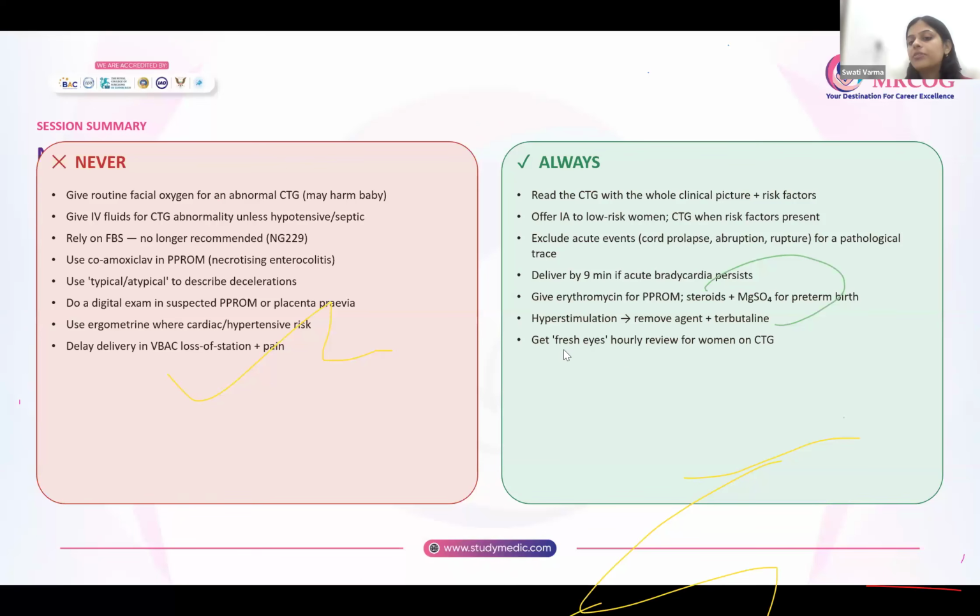Get fresh eyes hourly review for women on CTG. Fresh eyes will remove the bias, will reduce the rate of interventions, and will avoid missing out on any interventions as well.